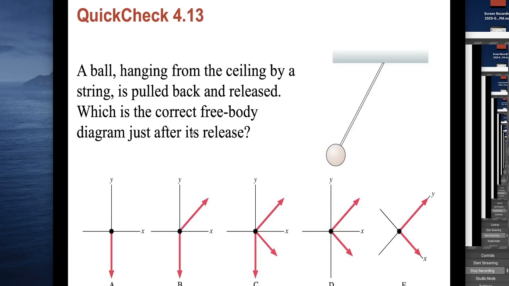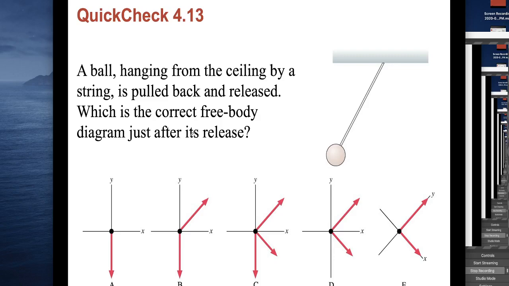Okay, now let's see this question. A ball hanging from the ceiling by a string is pulled back and released. Which is the correct free body diagram just after its release? I'll give you some time to think about it. Please pause the video until you get your answer.